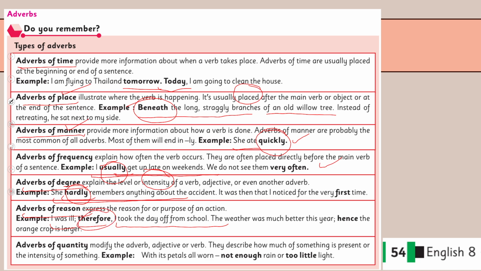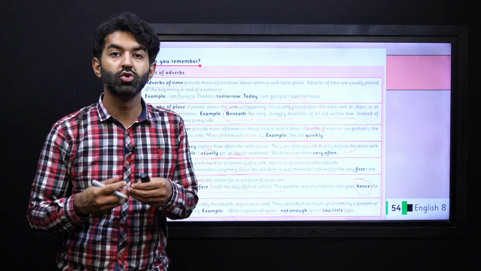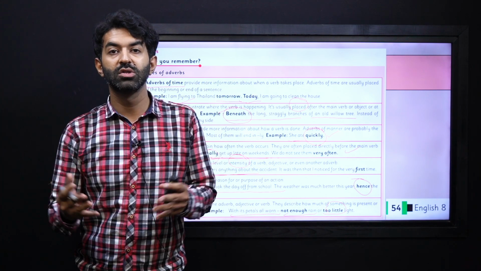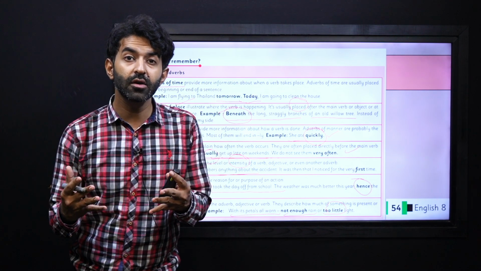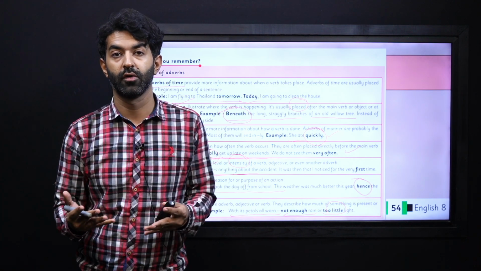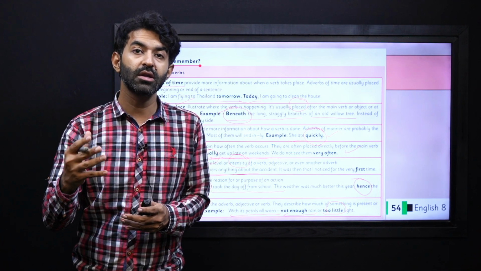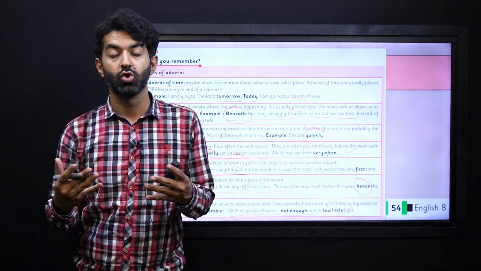Now, all these words, therefore and hence, are adverbs, but they show the reason for an action. And for adverbs of quantity, you explain the numbers, with its petals, all worn, not enough rain or too little. So not enough, too little, too much, so much, these are adverbs, but they tell us about the quantity of something happening, in which quantity, in which number we are talking about.